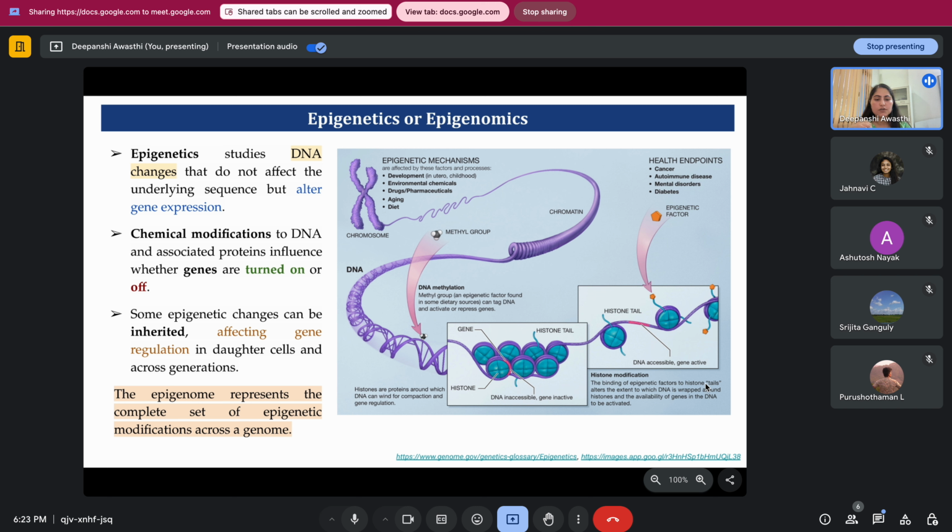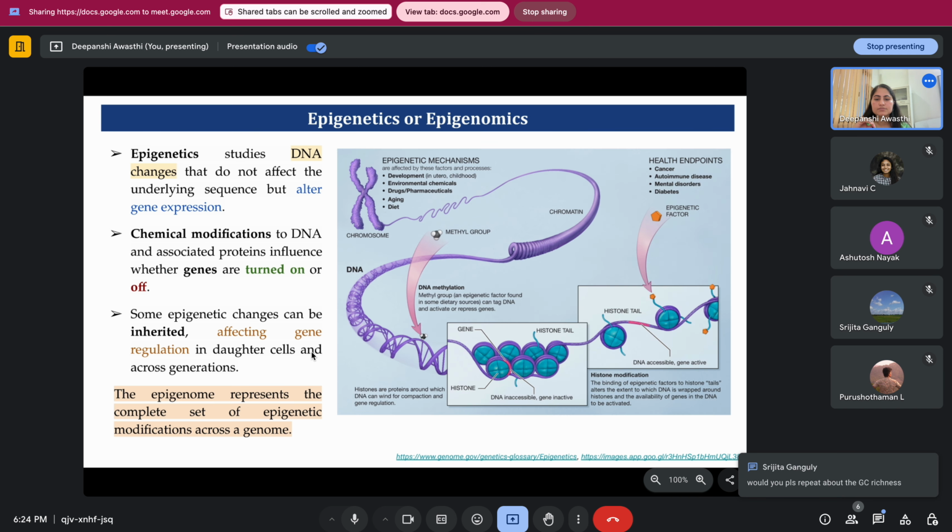Histone modification will also govern, because if histones are modified, they will not be able to loosen up, and hence it will remain as a heterochromatin structure. It will not allow those DNAs which are wrapped around to express properly. So these are a few of the epigenetic markers.